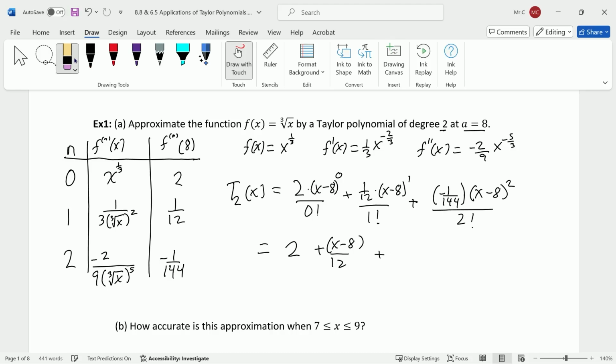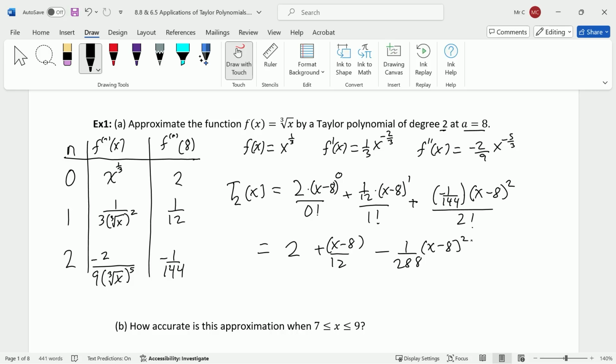Plus, or I should say actually minus, 1 over 144 divided by 2. That's going to be negative 1 over 288. And this is x minus 8 squared. Okay, so there's our Taylor polynomial of degree 2 at a equals 8.